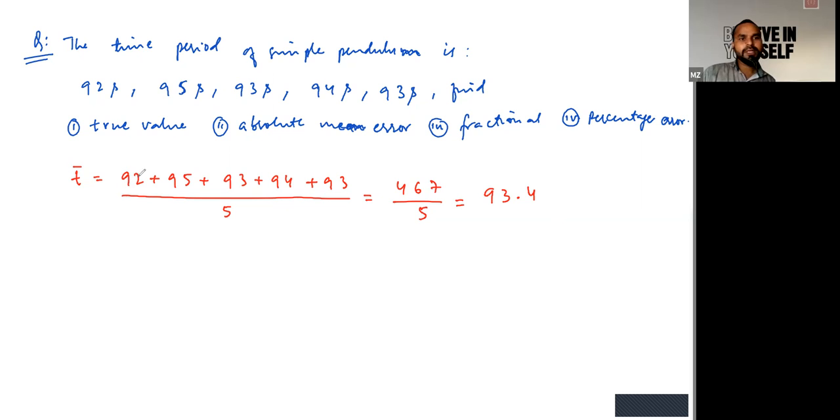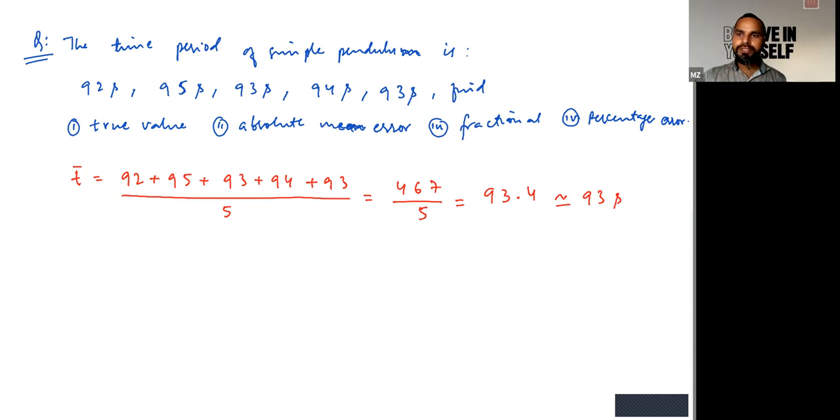answer for the true value. Now, just see in this part, we have three significant figures, but in our observations, we have only two significant figures. So first of all, you have to round off this particular data up to two places. So it will be 93 seconds.